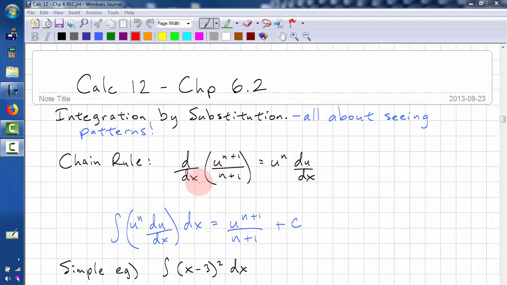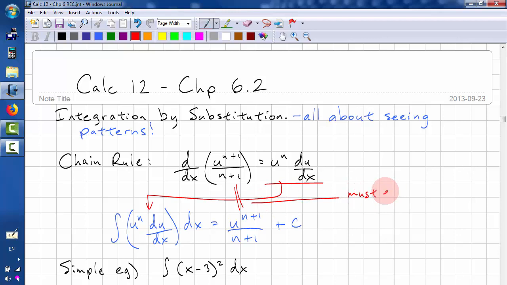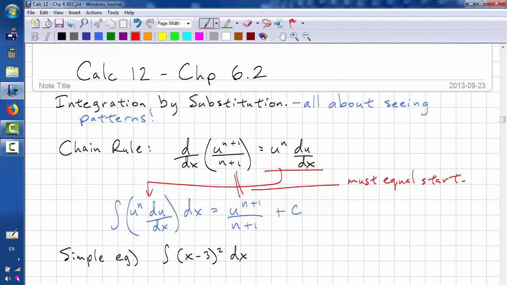Chain rule. If we're taking the derivative of u to the power of n plus 1 over n plus 1, this is u to the power of n, and we have to do du dx. So we take a look and put in here. The integral of this, remember it's working backwards this way, should be this plus c. So these two are going to be equal. And we're just going to go through lots of different problems so that maybe you'll start seeing patterns.